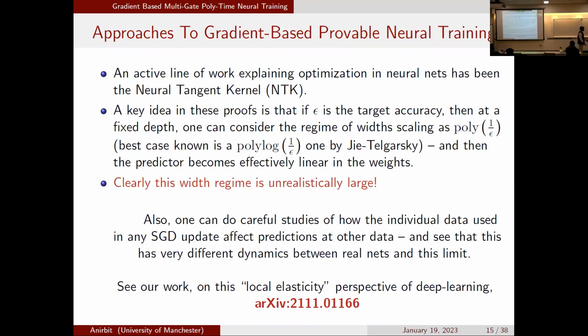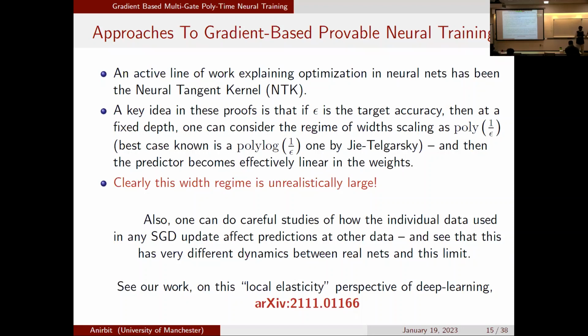It should be pretty obvious, I believe, that this is a clearly unrealistic regime. These kinds of large nets don't exist in the real world. Such weirdly wide nets are not a realistic assumption. In fact, that it's not a realistic assumption can be studied from a very interesting point of view. Say that when the training happens, you sample one image and you make an SGD update based on that image, and you can ask how much does the prediction change at other images.